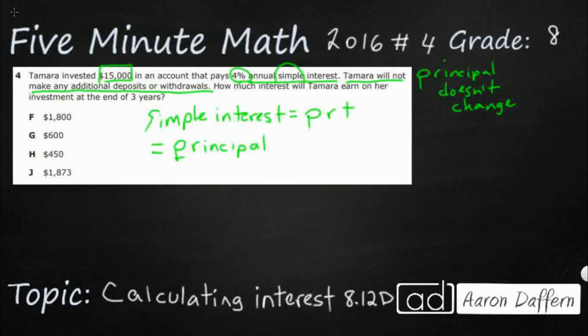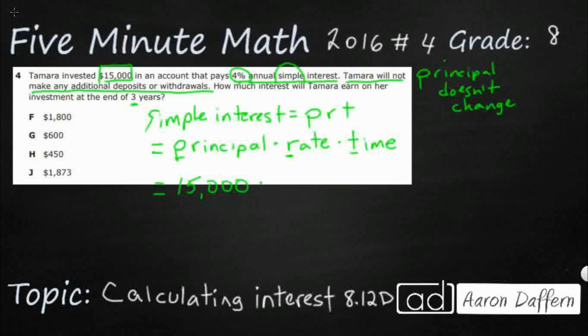So we're going to multiply that times the R, which is the rate, the interest rate. We've got our 4% right there. And then the T is going to be the time. And that's 3 years. Time can be months, time can be years, it doesn't really matter. And so let's substitute what we know. So our principal is going to be 15,000.